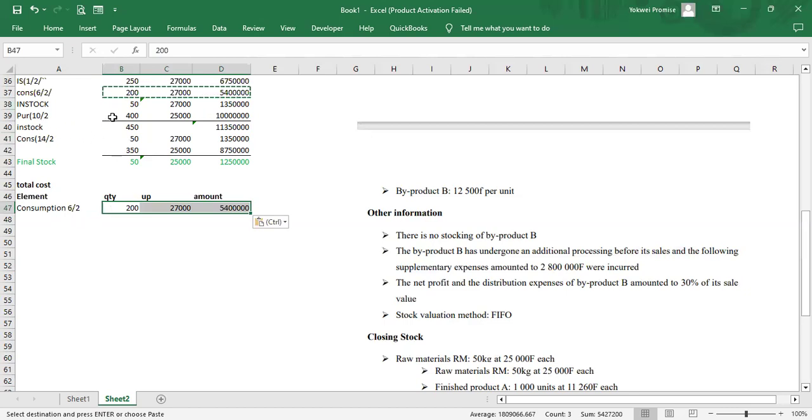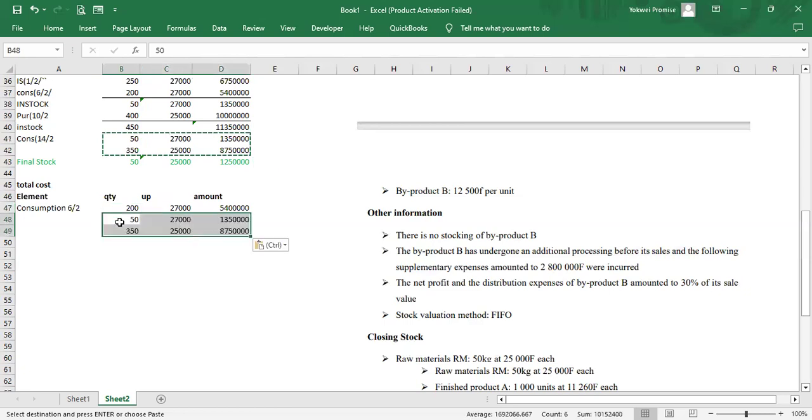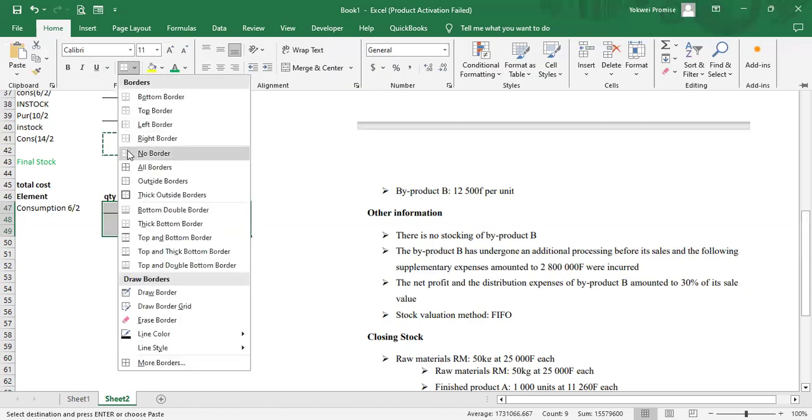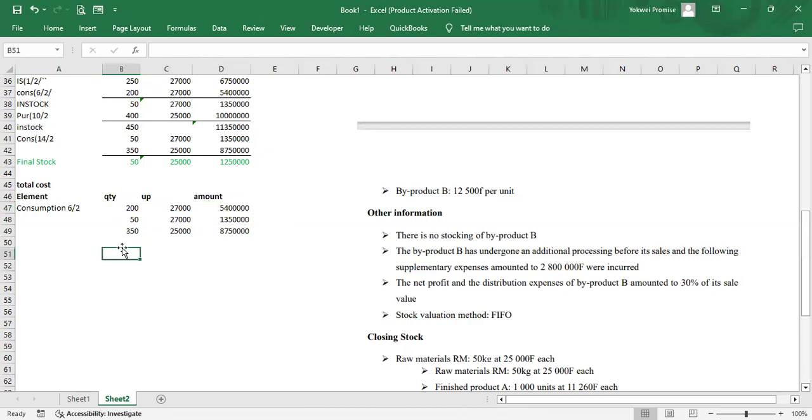The next consumption took place on the 14th, two of them. So I'll also copy and paste here. Let me do all these lines. So these are the three consumptions. Please, you will be listing the dates here to make the work neat.